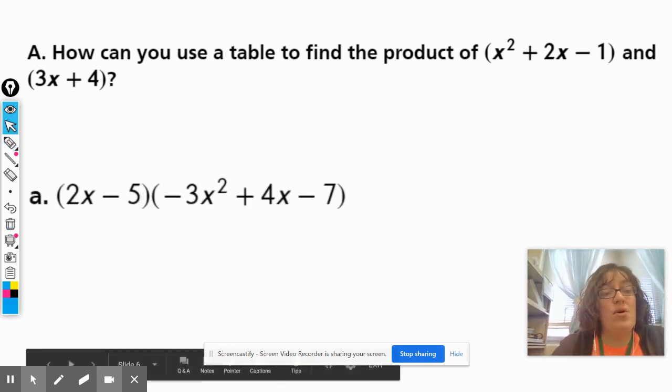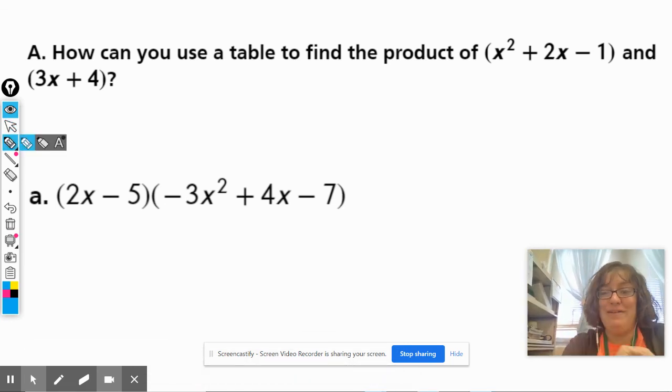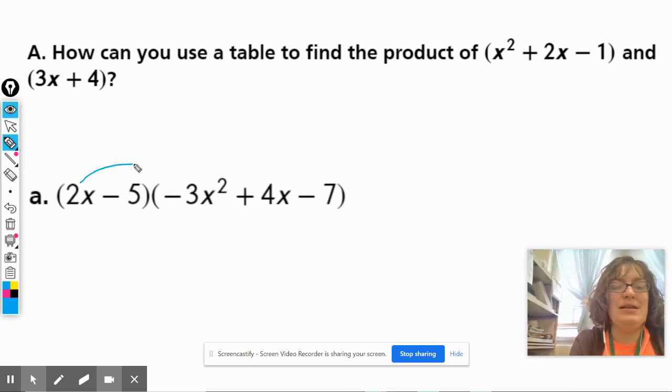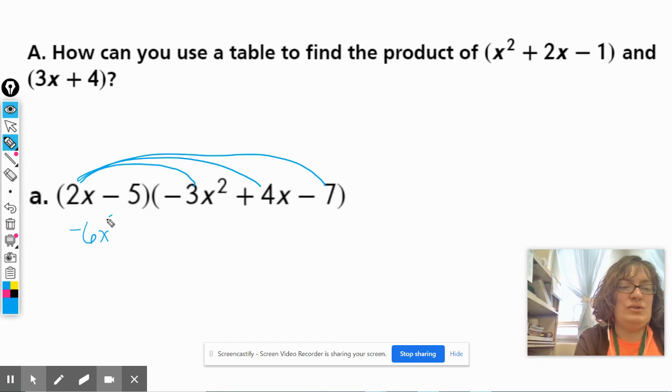So let's try one more. This time I'm going to use the distributive property or the FOIL method. But again, I have to adjust it a little bit. And so I'm going to start by taking 2x and multiplying it by every single part in my second binomial or trinomial. So 2x times negative 3x squared becomes negative 6x to the third. And 2x times 4x becomes 8x squared. And finally, 2x times negative 7 becomes negative 14.